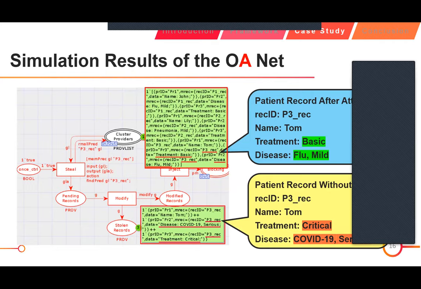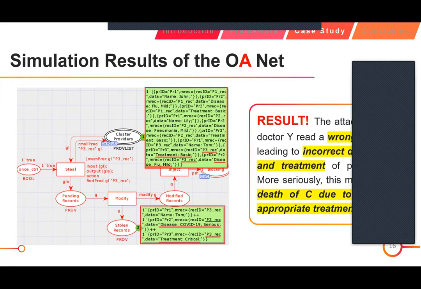We simulated the O-net. The green rectangle shows the states of related places. Look at the yellow and the blue rectangles. The correct disease record should be coronavirus 19, serious. However, the attacker changes the record to flu, mild, by performing blocking, stealing, and injection behavior. The final result is that Dr. Y read the wrong record, leading to incorrect diagnosis and treatment of patient C. More seriously, this may cause the death of C due to lack of appropriate treatment.